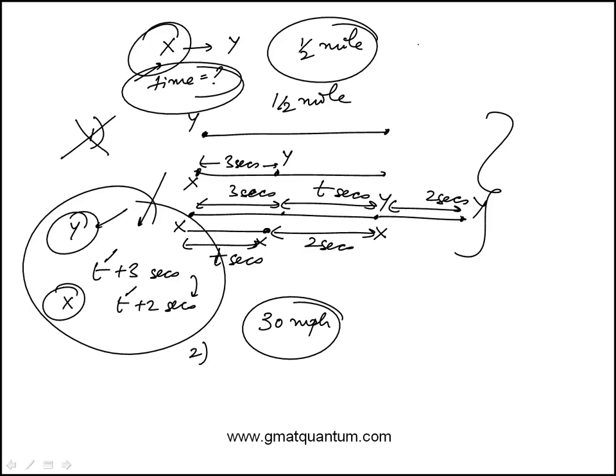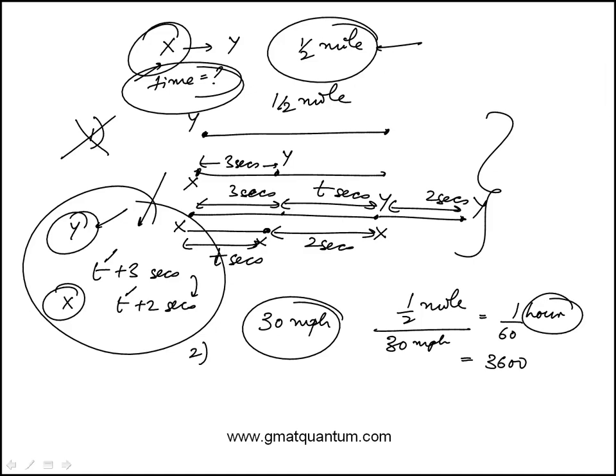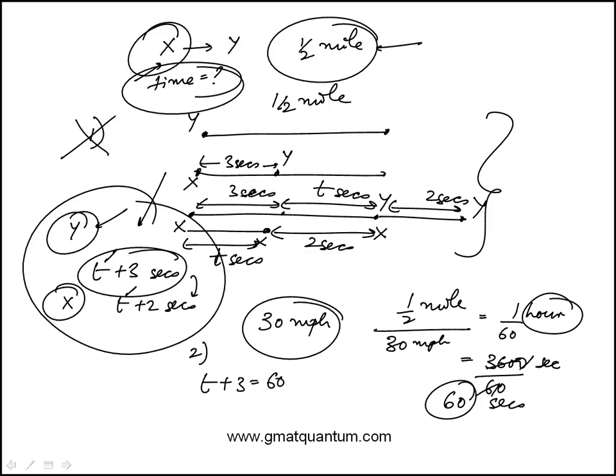And we can find the time it takes Y to cross the bridge. This distance is half-mile, and if I divide it by the rate, this gives me a 60th of an hour. An hour is 3,600 seconds. I'm just computing it in seconds. So that's 60 seconds. So this t plus 3 is 60. That's the time it took Y to cross the bridge, which means I know what t is. t is 57. And then the time it took X to cross the bridge would be 59 seconds. And that's what the question is asking for.